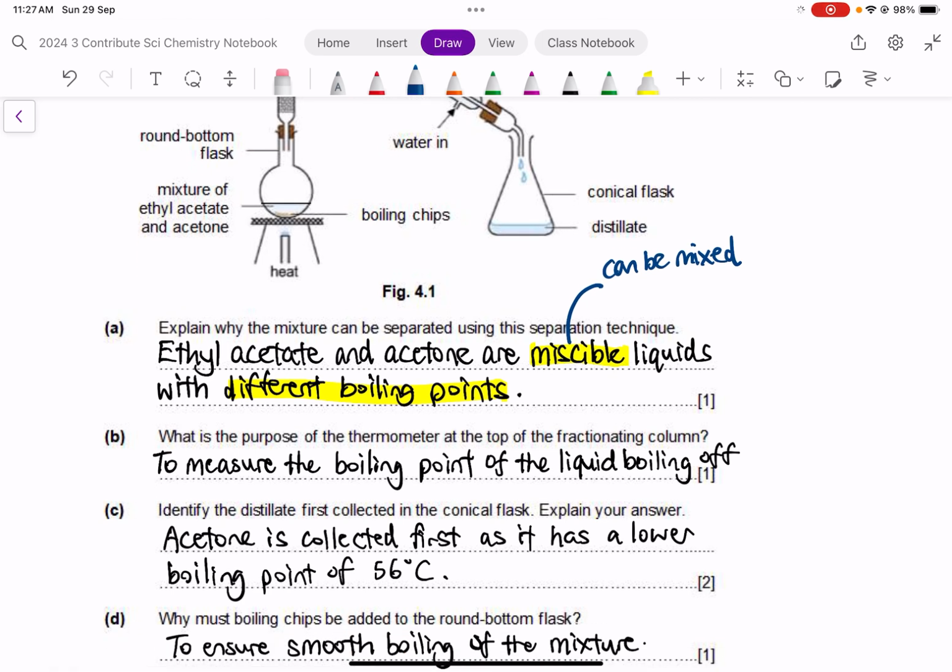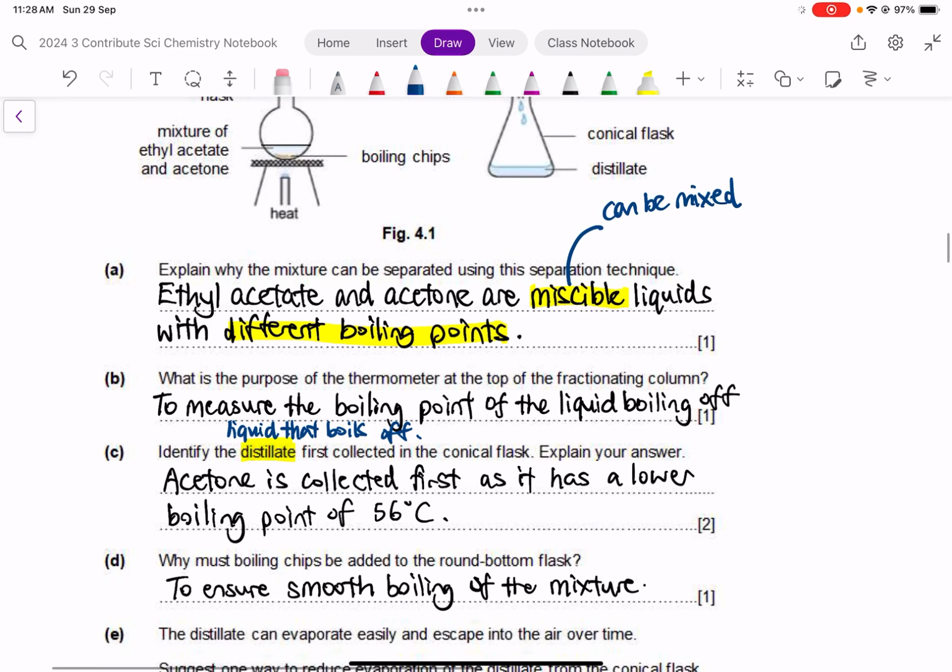Now for parts B and C, what's the purpose of the thermometer? I think that's quite clear. It is to measure the boiling point of the liquid that's boiling off, that's being collected. The distillate that's first collected, this word distillate simply means the liquid that boils off. So distillation is about getting the liquid to boil off and then later it's condensed. So identifying the distillate that's first collected, we look at the boiling points. Acetone is collected first in this case because it has a lower boiling point of 56 degrees Celsius.